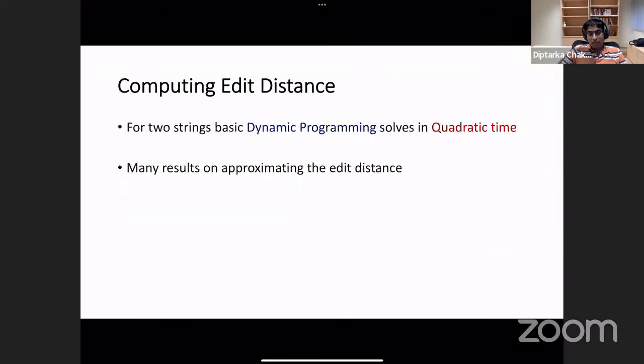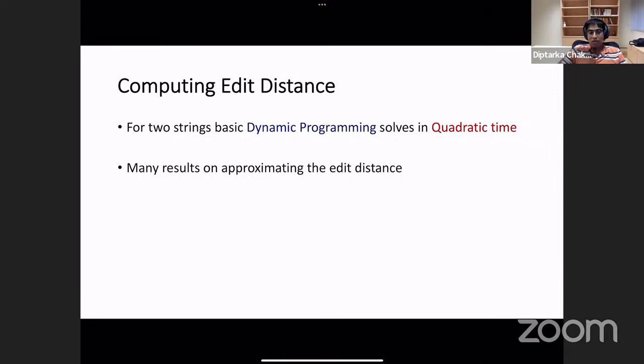So one fundamental question is, how do you compute edit distance? Given two strings, how efficiently can I find their edit distance? Most likely all of us know, from our undergrad algorithms course, that there is a classical dynamic programming algorithm which can compute this edit distance in quadratic time. And it turns out that it is almost optimal up to some complexity theoretic assumption.